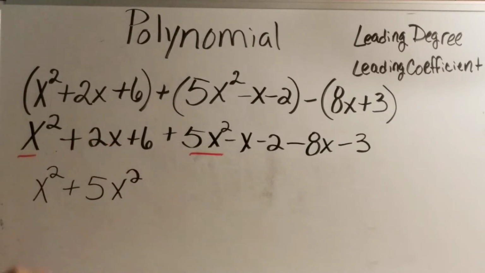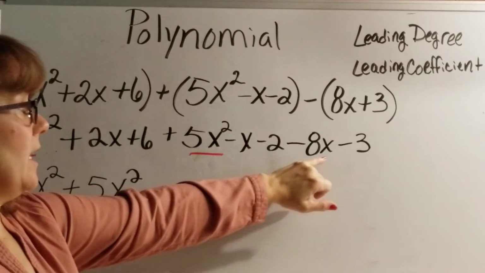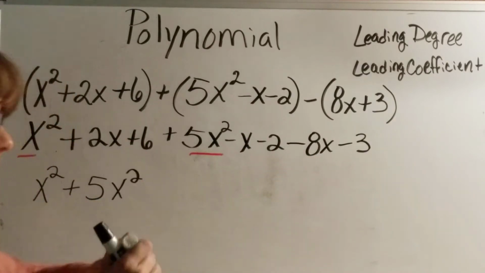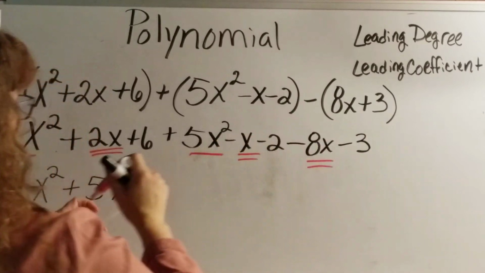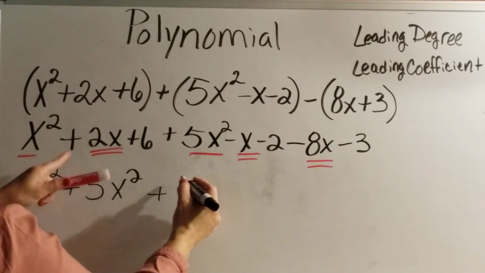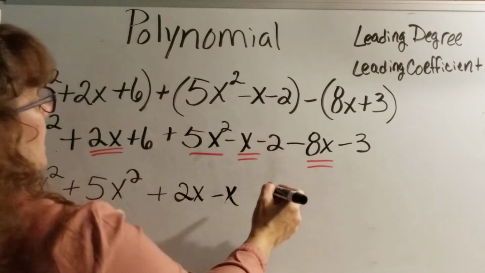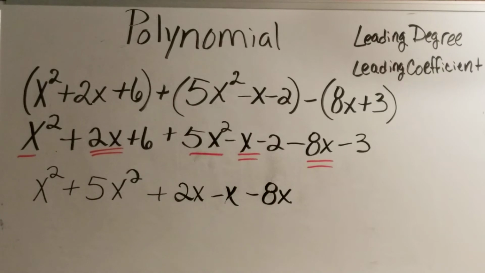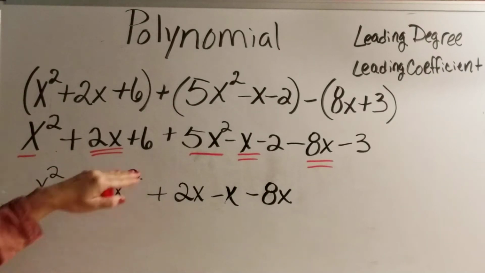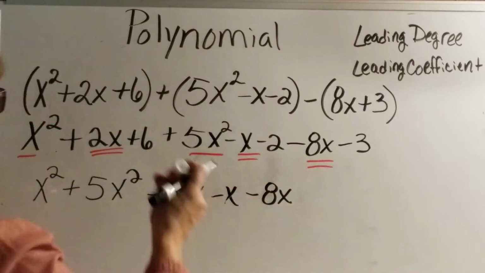So those are done. I see I have x to the first here, I have x to the first here, and I have x to the first here, so those three can go together. So I'm going to put plus 2x minus x minus 8x. So those three can go together. And now what am I left with? I'm left with constant terms, 6 and negative 3 and negative 2.